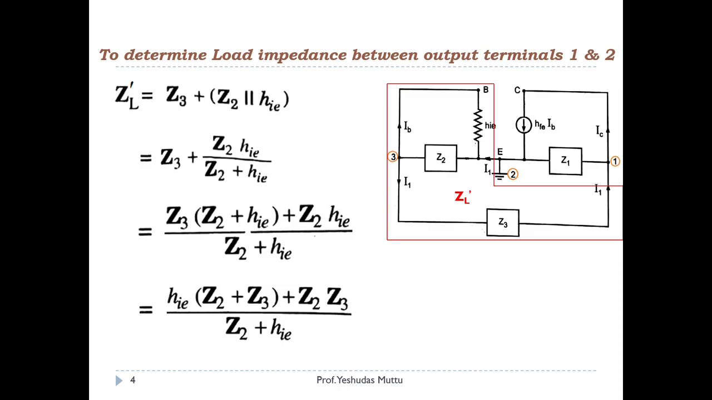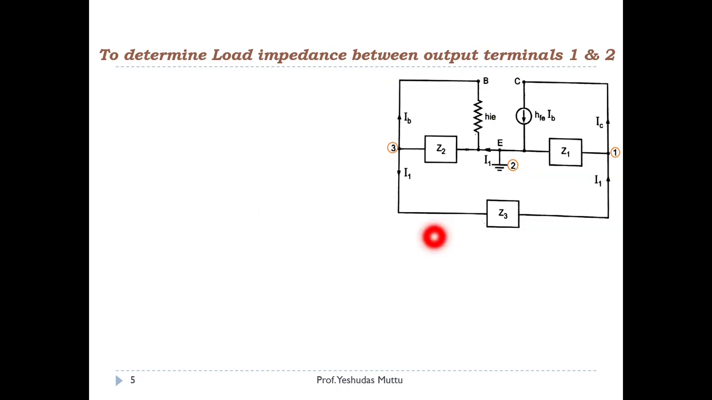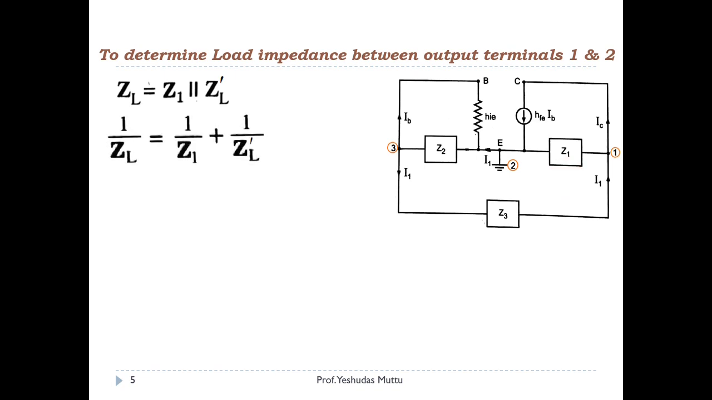Next step is to find out your ZL, which I told you all is Z1 parallel ZL dash. Here was ZL dash and this is your Z1. Solve this. Now, parallel combination I can solve in this way also, that is 1 upon ZL is equal to 1 upon Z1 plus 1 upon ZL dash.